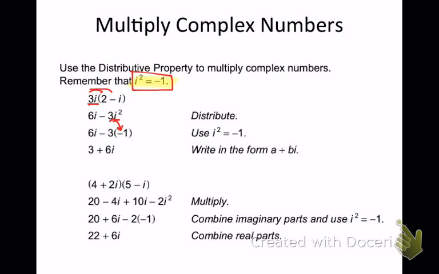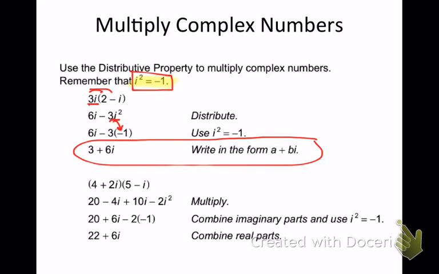I squared equals negative 1. And then I simplify. Now, when I write the answer, I always want to write my answer in the form A plus Bi. That's what's considered standard form. Always write in the form A plus Bi.